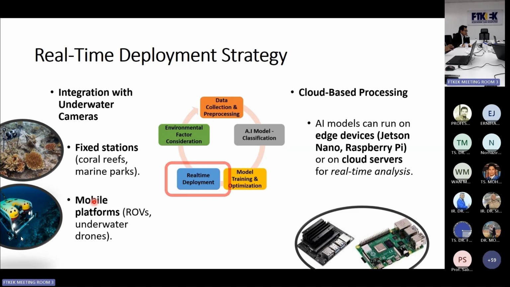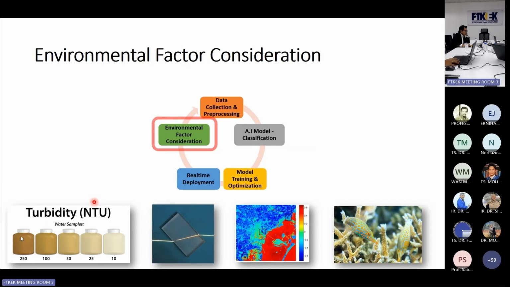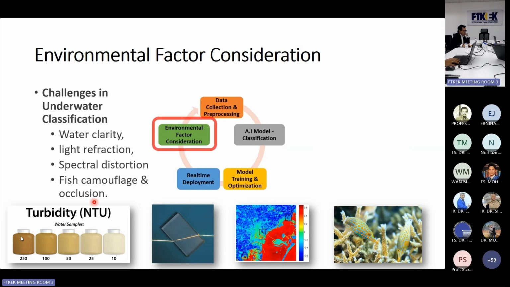But we just try to simulate on a small scale, including in the lab. Okay, so these are the major things that need to be faced by us. Obviously, as mentioned by the professor, turbidity, reflection and refraction, and spectral distortion. So we have planned for all four.